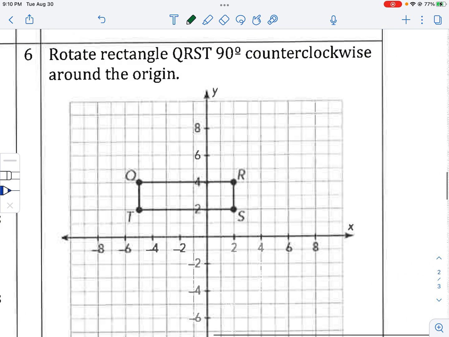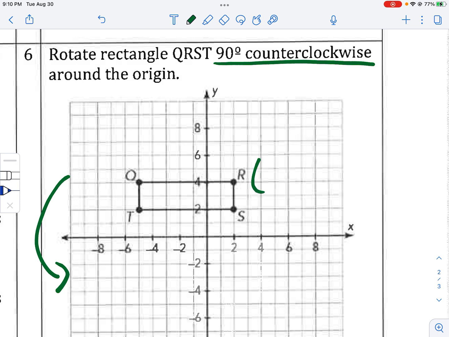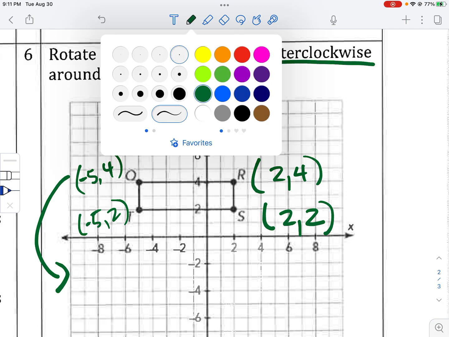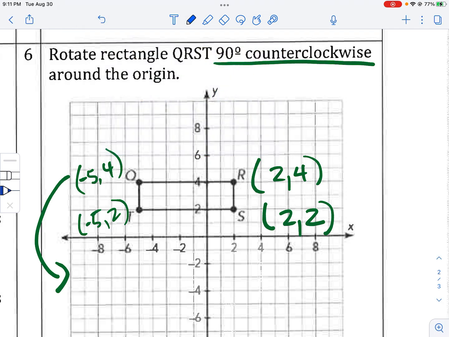This one right here, we're going to rotate it 90 degrees counterclockwise. So that means it's going to come down here. So this is the point 2, 4. This is the point 2, 2. This is the point -5, 4. And -5, 2. Okay, so I'm going to switch them. So 2, 4 is going to switch to 4, 2.